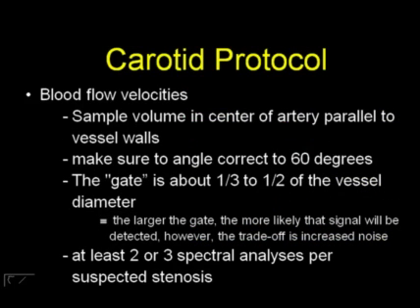Now, in terms of blood flow velocities, in a normal vessel, the sample volume really should be in the center of the artery with the Doppler angle cursor parallel to the vessel wall. In our facility, we always make sure to angle correct to 60 degrees, and this is particularly important at the origin of the internal carotid artery, as well as in the common carotid artery, especially if you're using an internal carotid to common carotid artery ratio for the evaluation and estimation of carotid stenosis ranges.